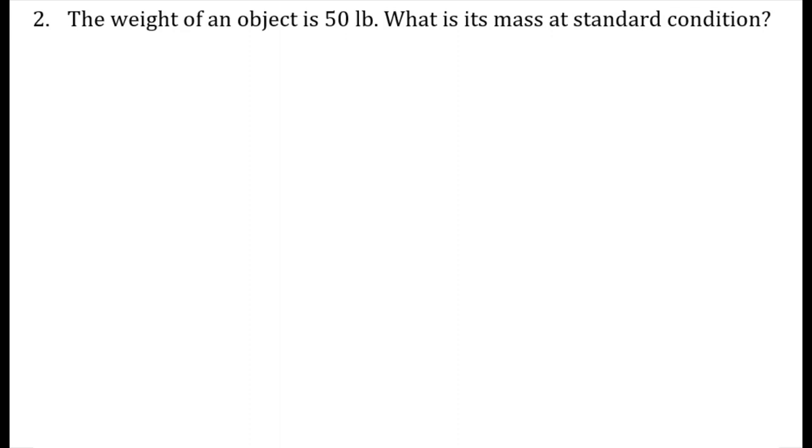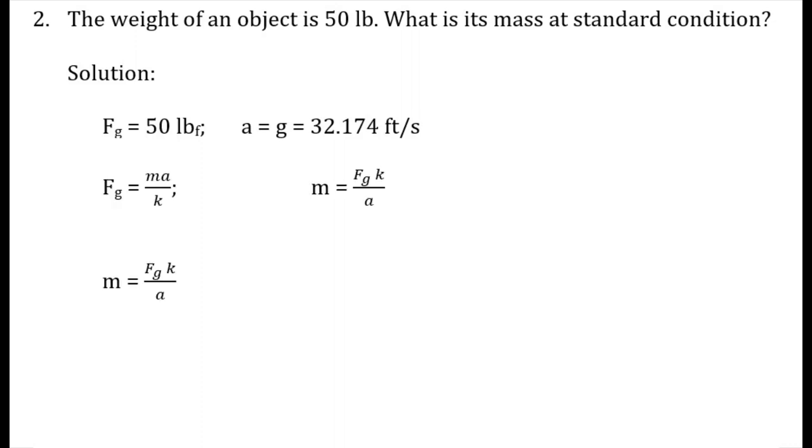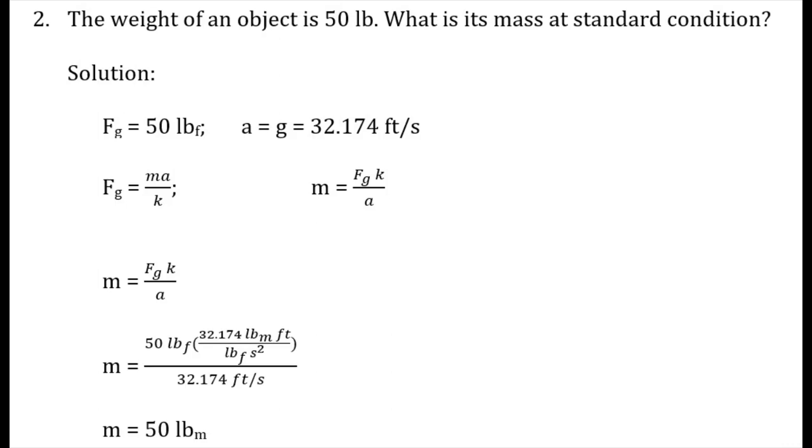Exercise number 2. The weight of an object is 50 pounds. What is its mass at standard condition? Writing the given. From the formula of force gravity, we can solve the mass. That mass is equal to the quotient of the product of force gravity and proportionality constant, and acceleration. Substitute the given value and solve for mass, thus we have 50 pound mass.